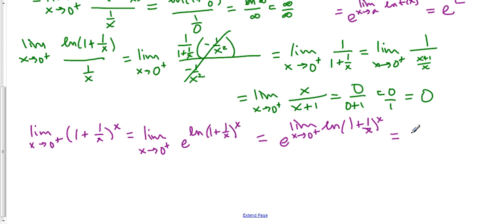That was my side trip. So this is going to be e to the 0 because the answer to that limit was 0. And what's e to the 0 going to be? 1. So that's what my answer is.